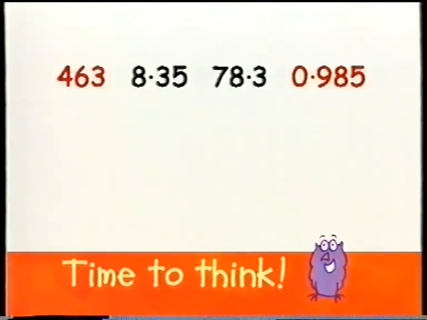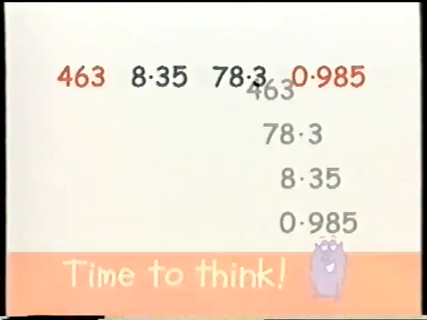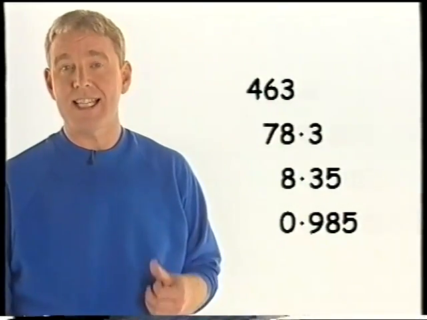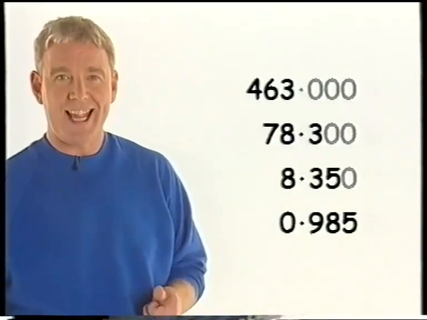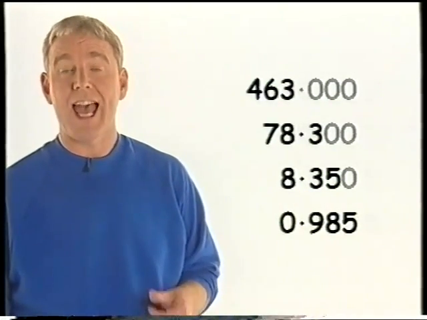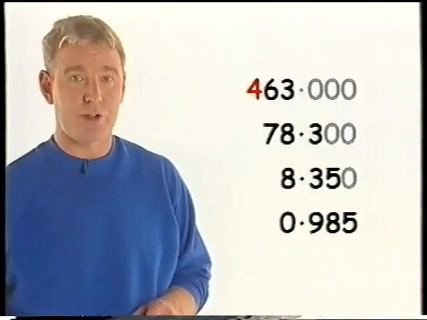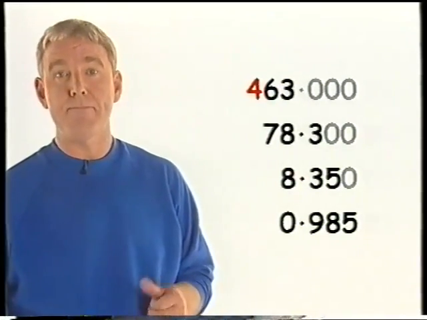Let's try another one, this time with some decimal numbers. Put these numbers in order. At a glance, the 985 may appear bigger than the 463, but look carefully at their place value and where the decimal point is. It's a good idea to write the numbers underneath each other, and even to write in the missing zeros as well. Then you can see that 463 has 4 hundreds and the others have no hundreds, so 463 must be the largest number.